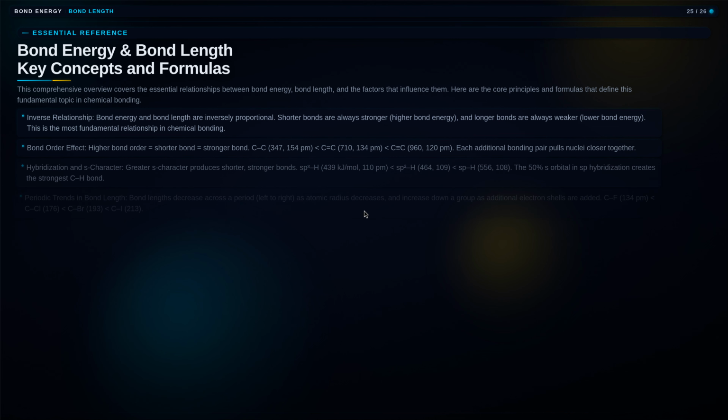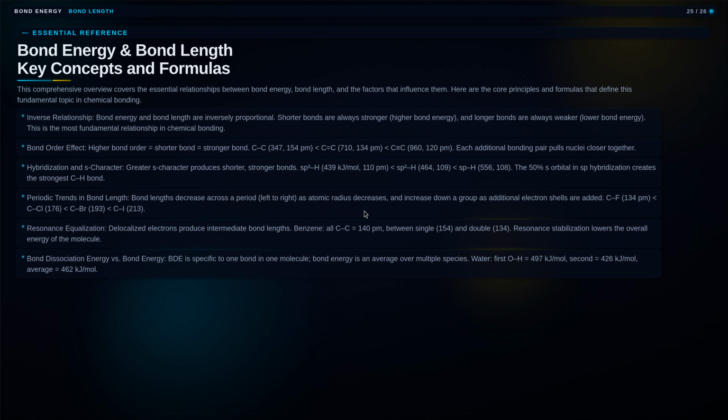Let's review the key concepts. The inverse relationship between bond energy and bond length is the most fundamental principle in chemical bonding. Bond order directly affects both properties. Higher bond order means shorter and stronger bonds. Hybridization and S character also modulate bond properties significantly, with greater S character producing shorter and stronger bonds. Periodic trends in bond length follow the same pattern as atomic radius. Resonance delocalization equalizes bond lengths to intermediate values.